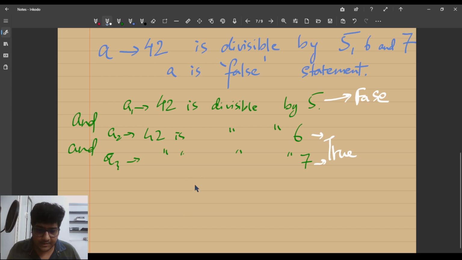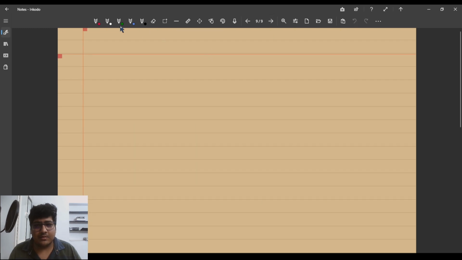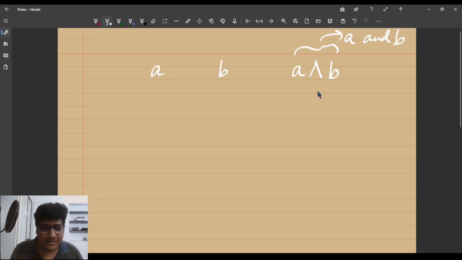So what did we see? If we have two statements, say A and B again, then A and B can be denoted by another fancy symbol, a downward V. So again I'll get a new page. So A and B can be denoted by this symbol. This just means A and B. If you are interested, you can Google where this symbol comes from.